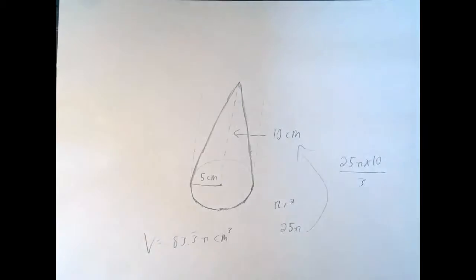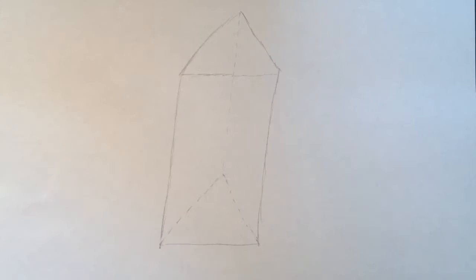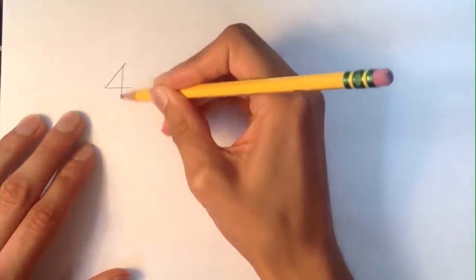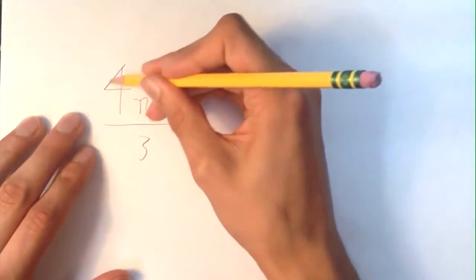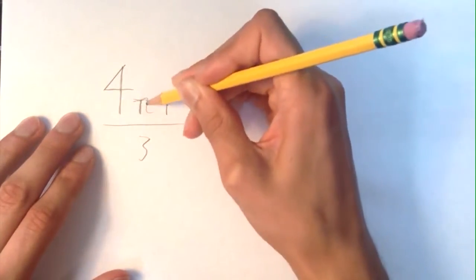Now using these methods, we can take the volume of various shapes. All you need to know is base times height. But what about a sphere? Let's use the same idea we use with the circle.